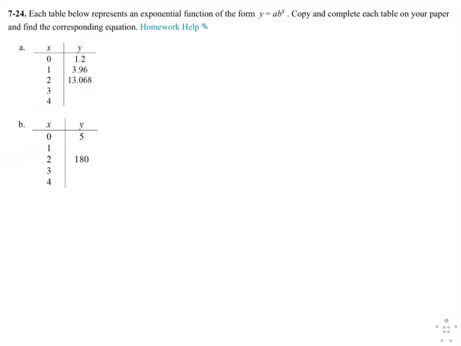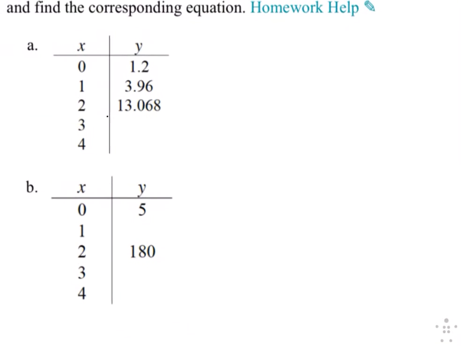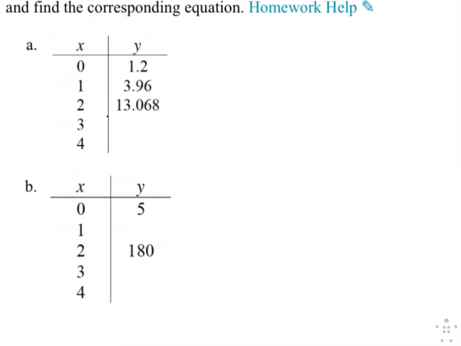Okay, for 724, they want us to fill in the rest of the table and then find the equation in y equals ab to the x. So I'm going to make this bigger so I can actually do it on here. So we have to find out what the multiplier is, right?